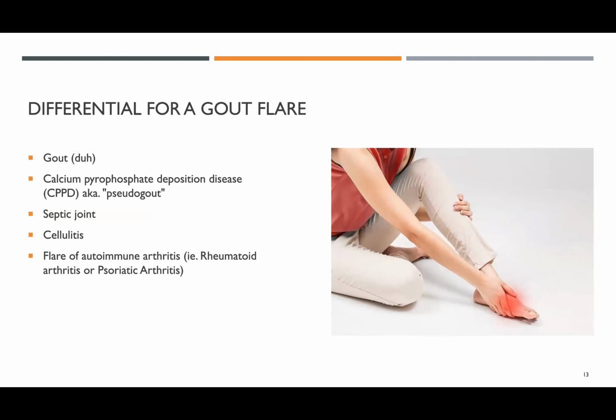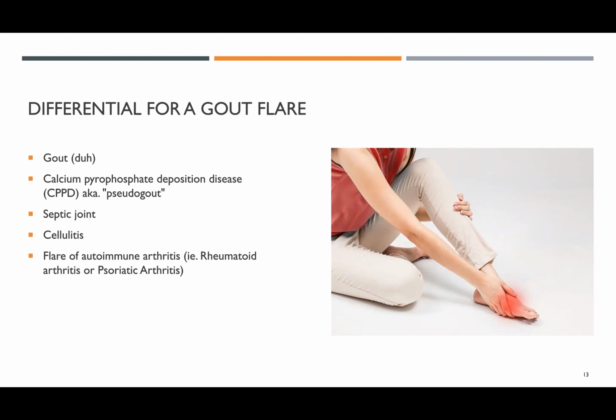So, differential for gout flare. First of all, gout, like, duh. Second of all, calcium pyrophosphate deposition, aka pseudogout, looks a lot like a gout flare with swollen joints. The differentiator between that, I'll get into it, is in arthrocentesis. Those crystals look different, as we all remember from our Step 1, Step 2. Those are rhomboid crystals, while gout crystals are needle shaped.